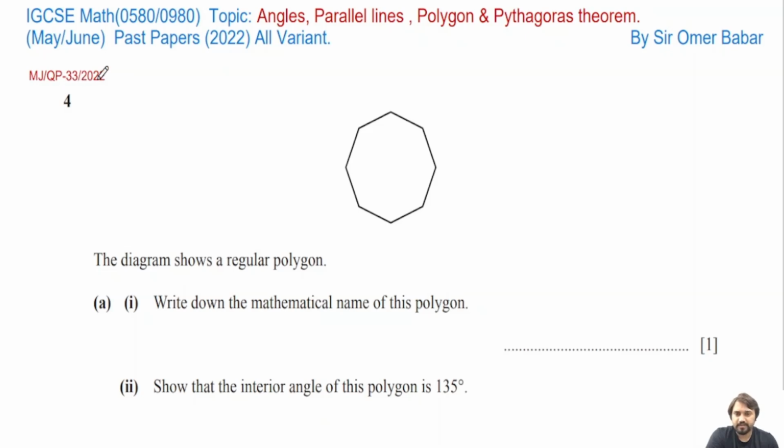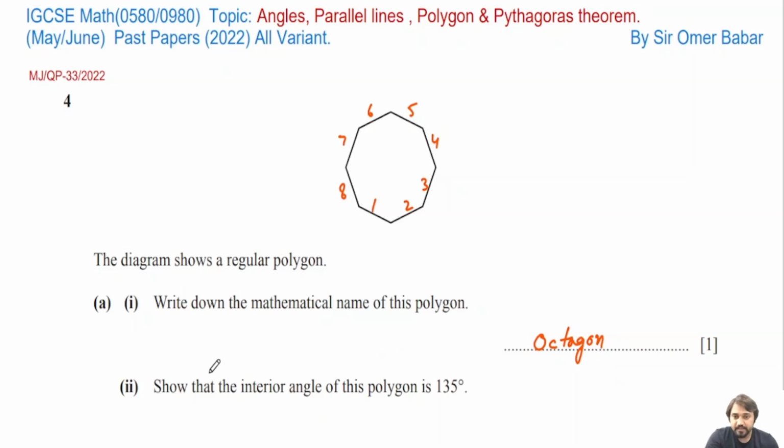Our next question is question 4 that appeared in 2022 again. The paper and the variant both are 3. The diagram shows a regular polygon. Again, regular polygon means equal side lengths and equal angles. In part A, we need to write down the mathematical name of this polygon. So how many sides do we have? 1, 2, 3, 4, 5, 6, 7 and 8. It means it's an octagon.